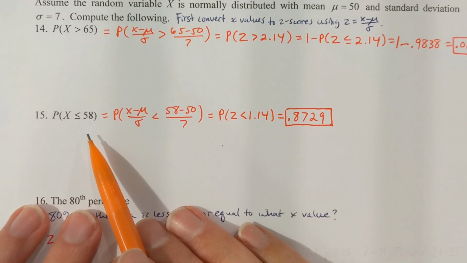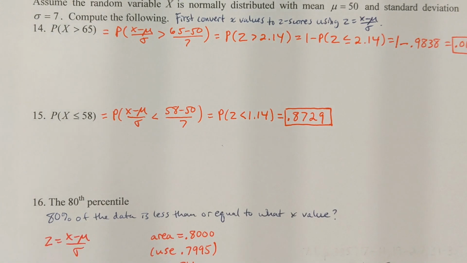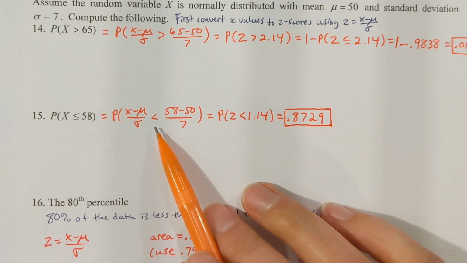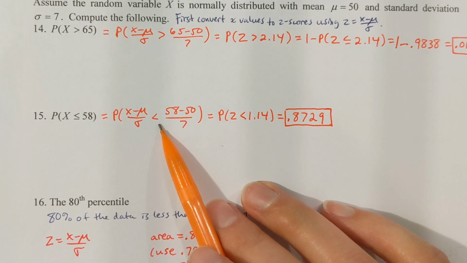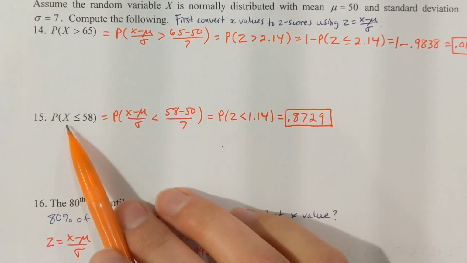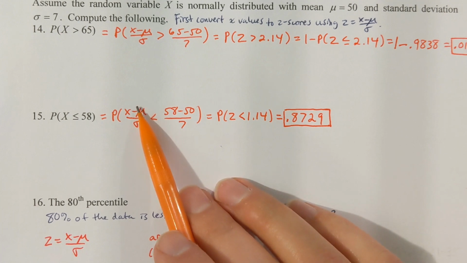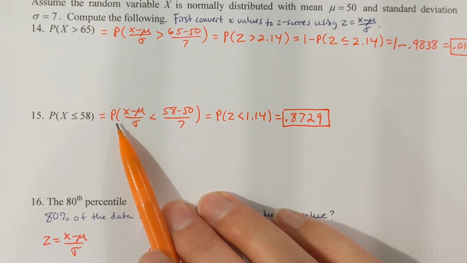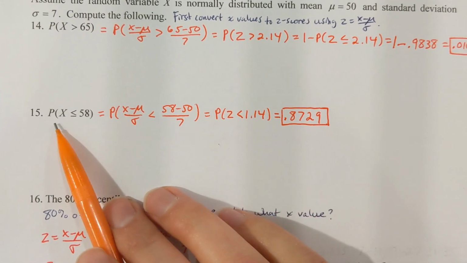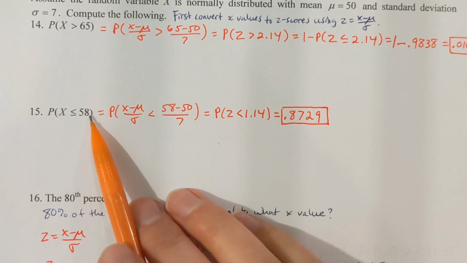Problem 15 is another one. I want to find the probability that x is less than or equal to 58. Well again, equal signs don't matter, so you can lose that or keep it. But still, step one is going to be to change the variable. So let's change x to z using the formula for a z-score. Of course, make sure that the probability sign is there. So I'm going to want the probability that x minus mu over sigma is less than, I'll do the same thing on the other side, but I'm using the actual numbers.